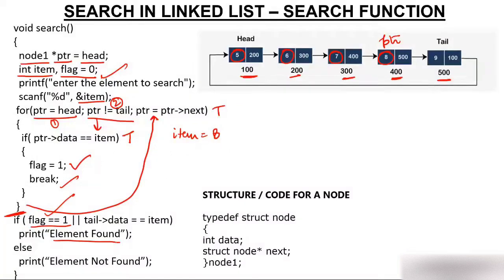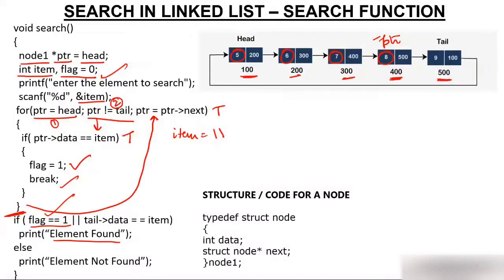Now suppose you want to search an item which is not there. Your PTR is at the 8th position and you want to search an item which is not there. Suppose you want to search 11. Fine. So currently your PTR is at 8. You will again check, is PTR not equal to tail? Yes, PTR is not equal to tail because PTR is 400, tail is 500.